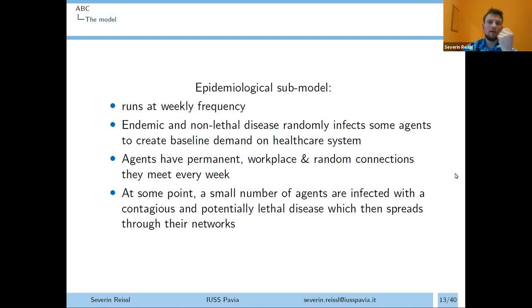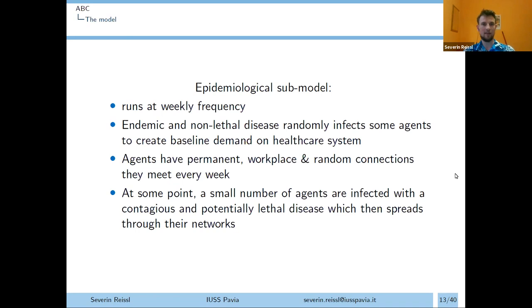Then coming to the actual epidemic part, in the model, agents have connections among each other, and we distinguish between permanent, workplace and random connections. So we say that every agent has a number of connections which are permanent in the sense that, say, agent 1 and 10 are permanently connected to each other and they meet each other every week. Those might be thought of as close friends or family or whatever. In addition, there are workplace connections, meaning that if you as an agent work at a firm, you have a connection to all other agents who also work at that firm. And thirdly, there are random connections, which we thought of as representing random encounters throughout the week.